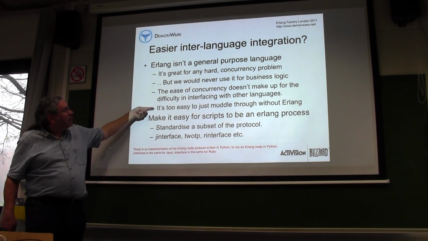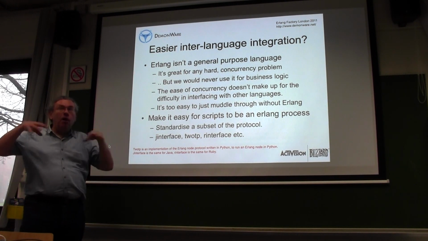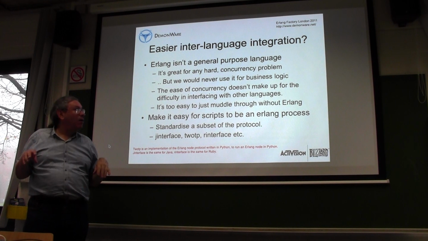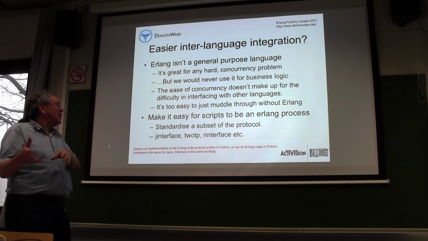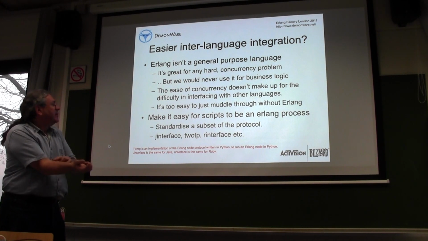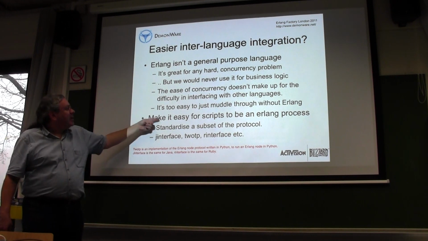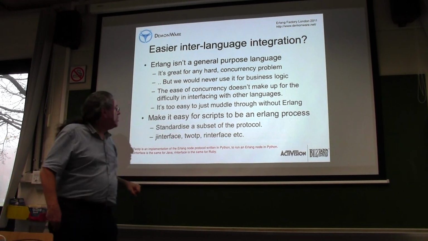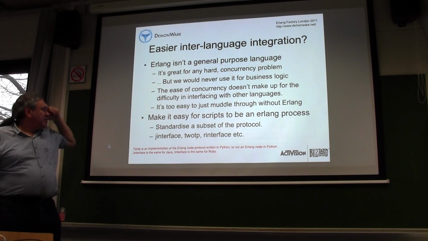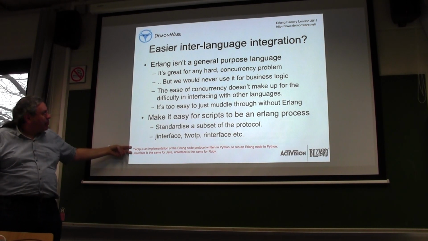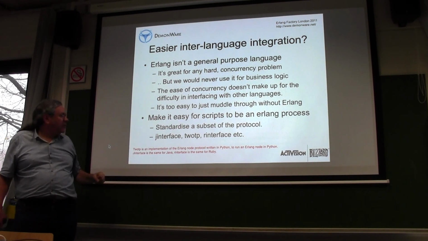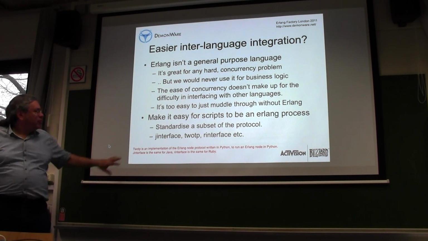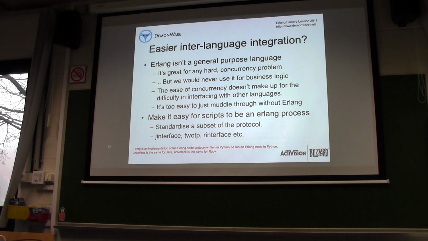It's just too easy to muddle through without Erlang. That means you can do all kinds of weird stuff without Erlang, and it's hard, because using Erlang is hard because of the interface. It's not the Erlang code. Okay? So, scripting, they would like more scripting to be an Erlang process. And then there's a couple of things, interfaces, so 2TP and J interface. Which I'm not going to say, but they want more connections with scripting kinds of things.